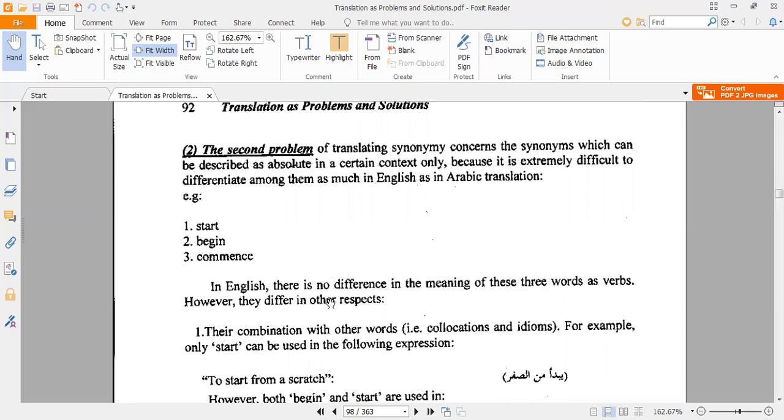Okay, the second problem is with the verb start. We have three verbs: start, begin, commence. Apparently, the three words seem to be identical, but actually, we have slight differences between them in terms of grammatical differences. First of all, start is a noun and a verb. We can say I start writing my homework.